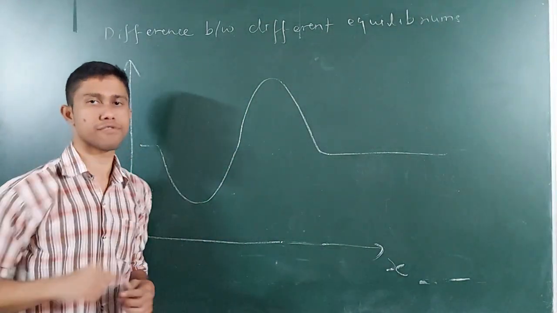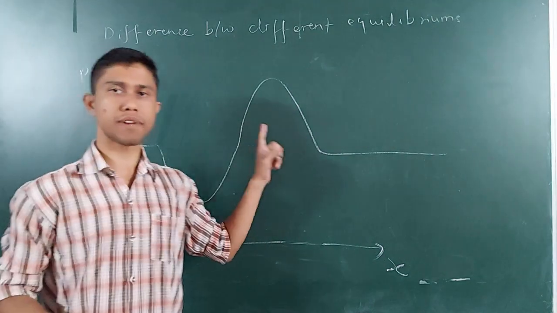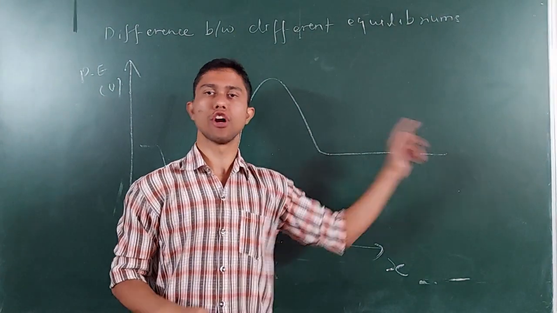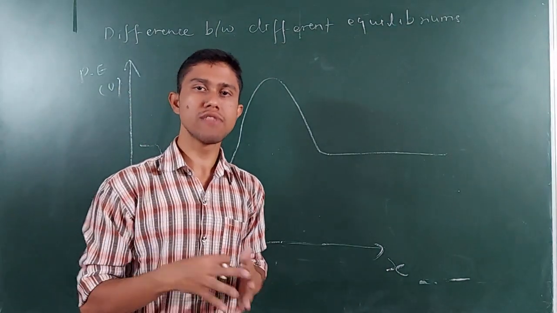So in a single graph, we have drawn three equilibriums: the U-shaped stable equilibrium, the inverted U-shaped unstable equilibrium, and the straight line of neutral equilibrium. So these are three equilibriums in one single graph. Now we'll distinguish.